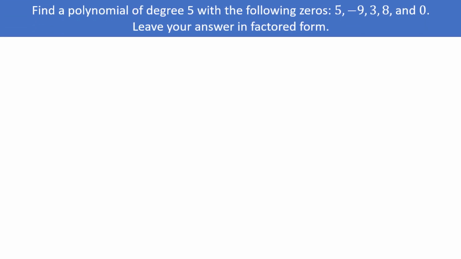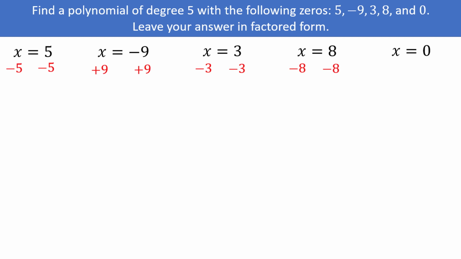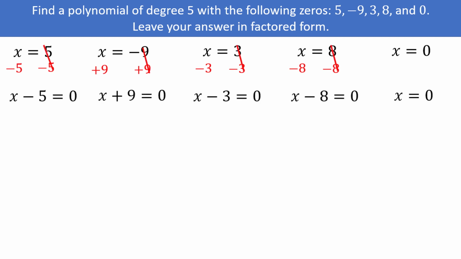Now, what if we wanted to go backwards? Say that we are asked to find a polynomial of degree 5 with the following zeros. This problem is essentially telling us the x values for which the polynomial crosses the x-axis. So x equals 5, x equals negative 9, x equals 3, x equals 8, and x equals 0 are all values for which the graph crosses the x-axis. If we move the constants to the other side of the equation, we have the factors of the polynomial: x minus 5, x plus 9, x minus 3, x minus 8, and x.